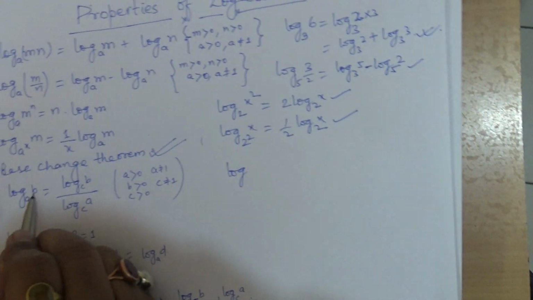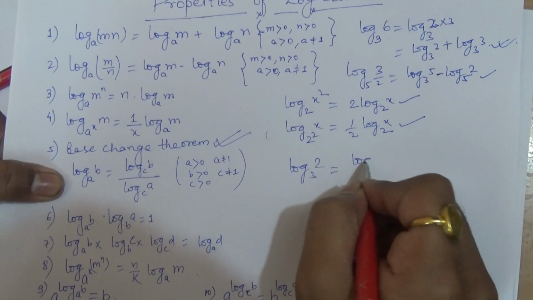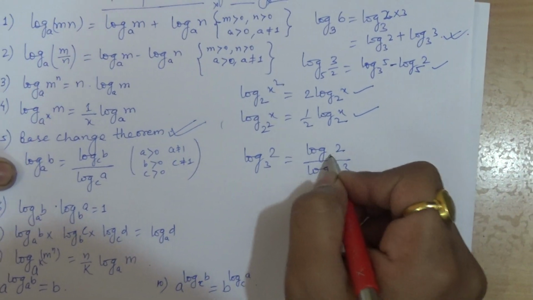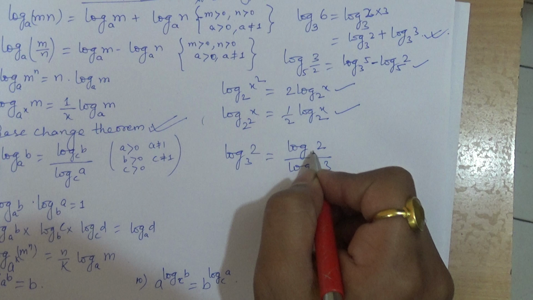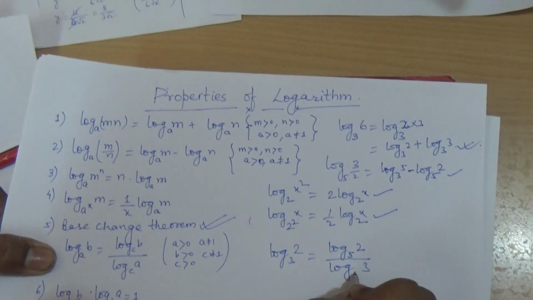Now we have another important theorem, that is the base change theorem. That is log 2 base 3. If log 2 base 3 is written, then we can write it as log 2 upon log 3, and we change the base accordingly, positive. If we take 5, then here we will take 5. Okay.